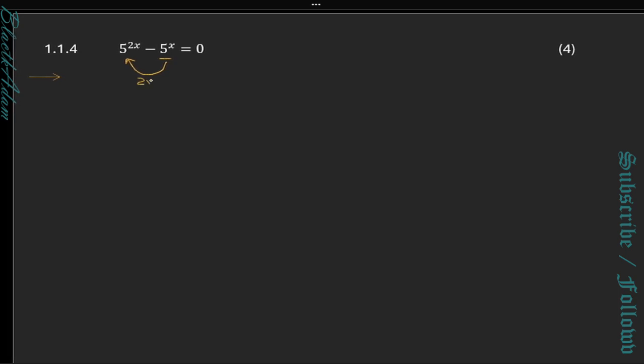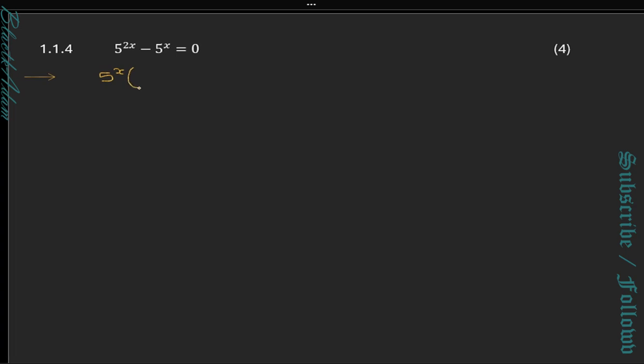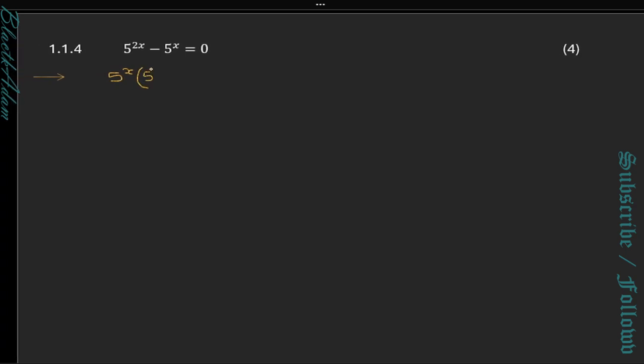So we factor out the smallest part, which is 5 to the power x. So 5 to the power x goes into there, 5 to the power x again because there are two of them, and then we have 9 minus 1 there. That means we have 5 to the power x equals 0, or we have 5 to the power x minus 1 equals 0.